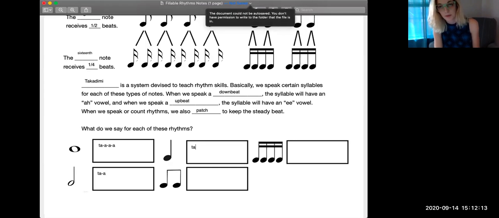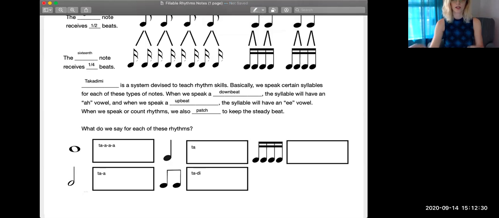And make sure every time that we're counting and when we're speaking rhythms, you are also patching with at least one of your hands so that you can keep that steady beat in your body. That's important. The next one we're going to put down here is your eighth note. Your eighth note, when we speak it, is going to go ta d. Actually, I'm going to separate that. I'm not going to put a dash. Ta d.